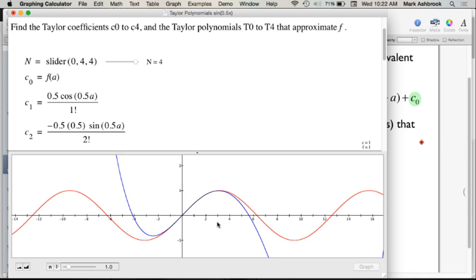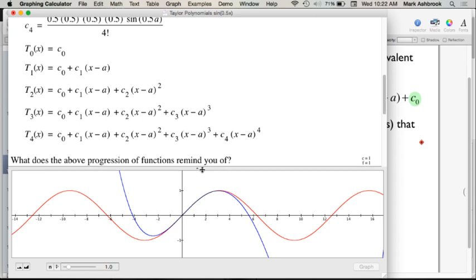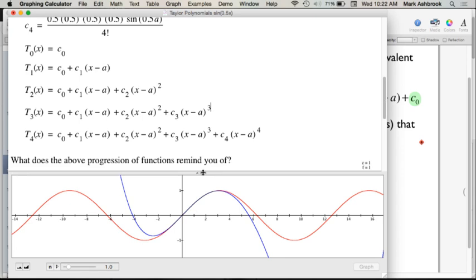See that? Why? Because it gets the function value right, it gets the first derivative right at 1, it gets the second derivative right at 1, and the third and the fourth derivative. It gets all those correct at x equals 1. So right now I'm graphing this one right here. The blue is T4. So looking at these functions, what does this remind you of? Looking at that progression of functions should remind you of something that we've been doing. What does that remind you of?